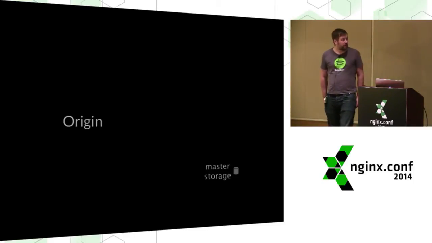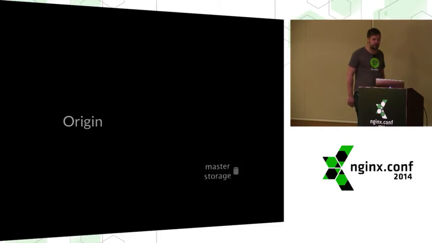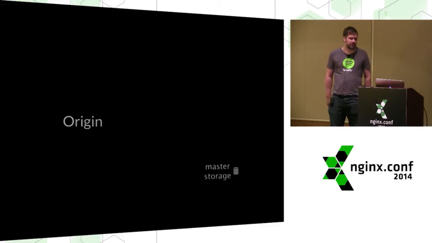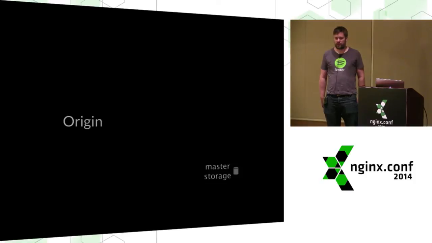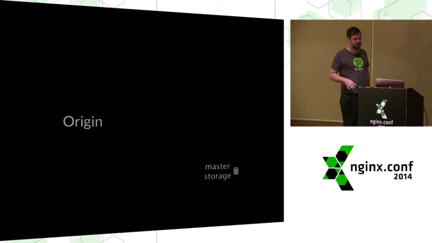But to start, we have an origin where we store all our music files. We call this master storage. I'm going to mention this a few times. In reality, it's Amazon S3. So that's where we store all our transcoded audio files. We have a separate storage for the original files that we receive from music labels, but those are not publicly available for users, obviously.